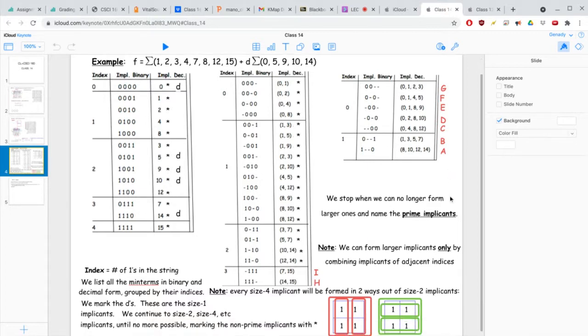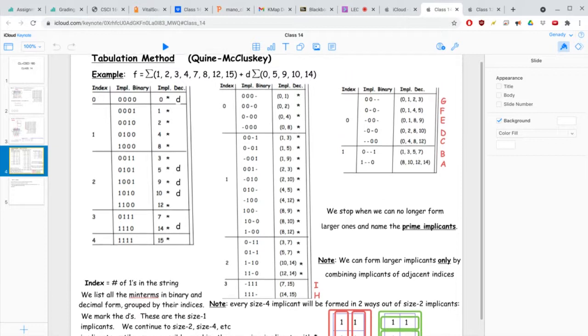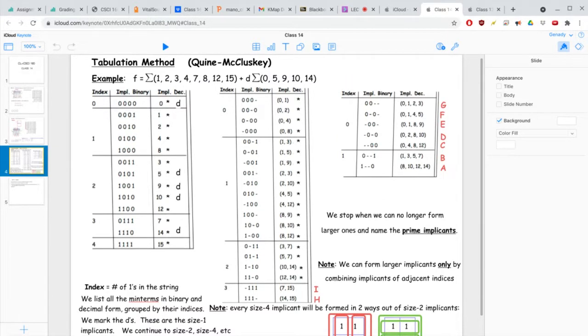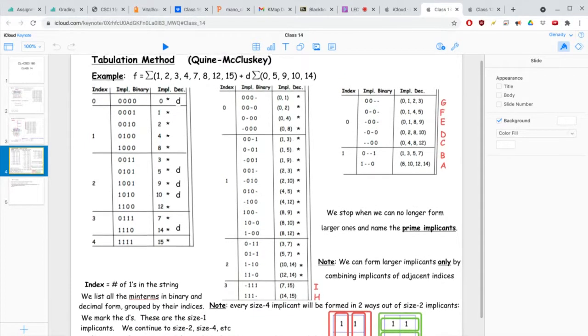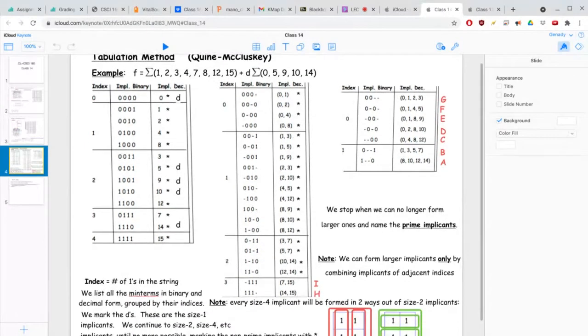So for now, without covering anything else, I will not ask you to do that last step. For now, let's learn the tabulation method up to this point. And this point is identifying all of the prime implicants, right?